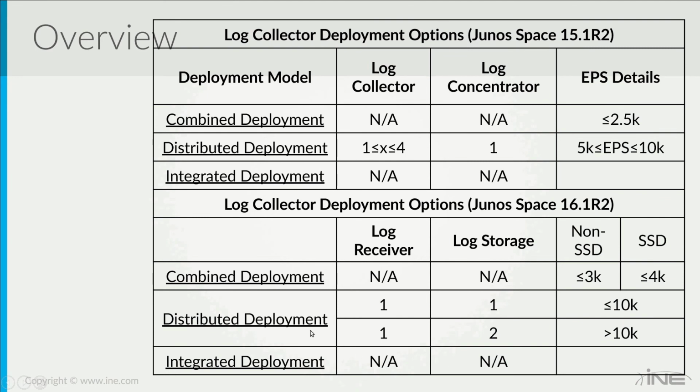For distributed deployment, we have two options. With just a single log receiver and a single log storage, we can achieve an EPS rate of around 10K. For an EPS rate of greater than 10K, we should have 2 log storage nodes and 1 log receiver node.